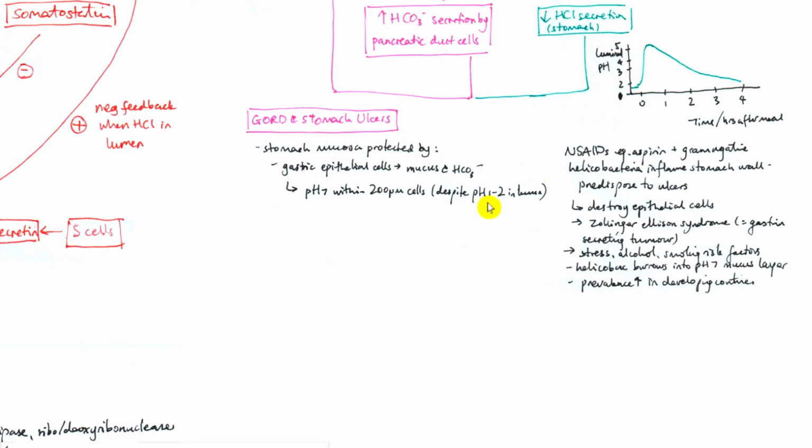NSAIDs, or non-steroidal anti-inflammatory drugs, for example, aspirin, and gram-negative Helicobacter inflame the stomach wall and predispose people to ulcers by destroying epithelial cells. This can lead to Zollinger-Ellison syndrome, which is a gastrin-secreting tumour, which, as you know, gastrin causes increased acid secretion, so it can cause GORD. Stress, alcohol, and smoking are risk factors, and Helicobacter also burrows into the safe pH 7 mucus layer, so you can't really kill it with the acid. Prevalence is significantly increased in developing countries as well.